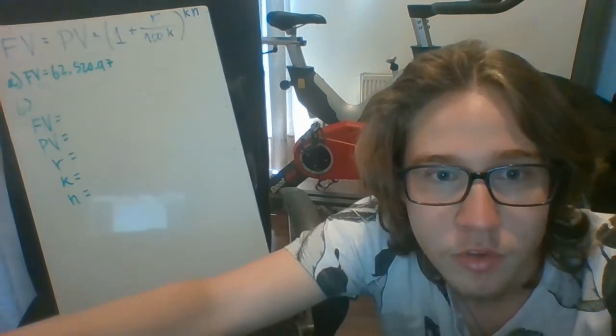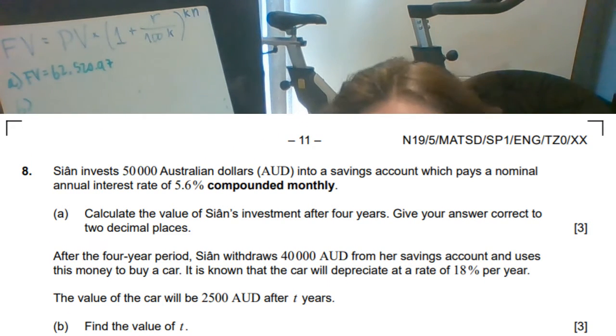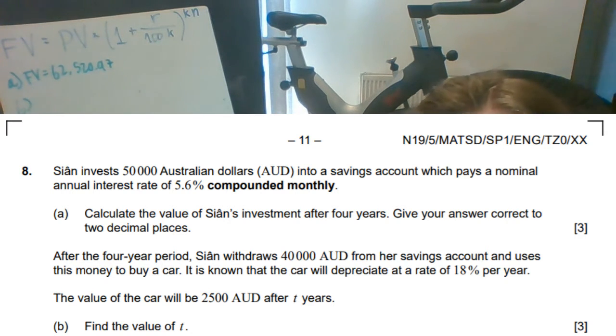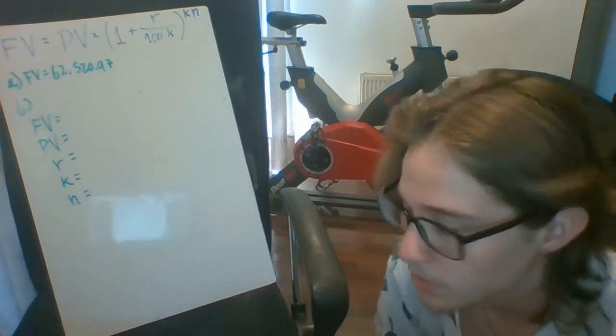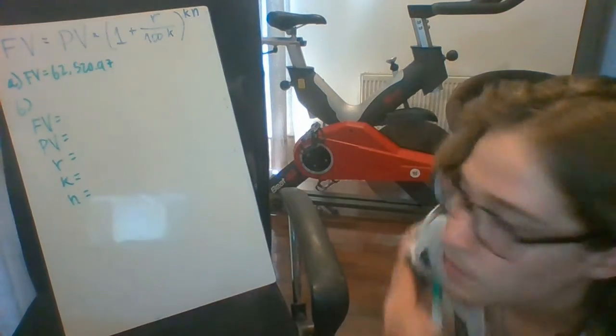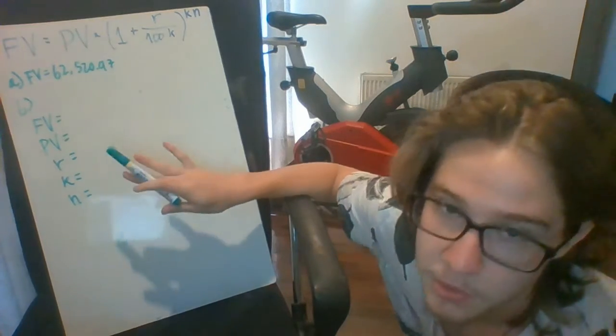Now for part B, it tells us that after the 4 year period, Cyan withdraws 40,000 Australian dollars from her savings account and uses this money to buy a car. It is known that the car will depreciate at a rate of 18% per year, and the value of the car will be 2,500 AUD after T years. There's two things here. One, again, there's five variables and one of them is going to be missing. That's how all the problems are going to be.